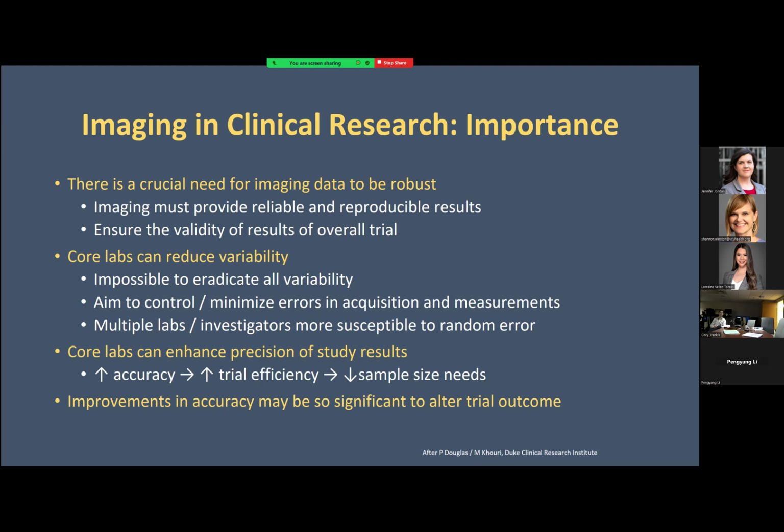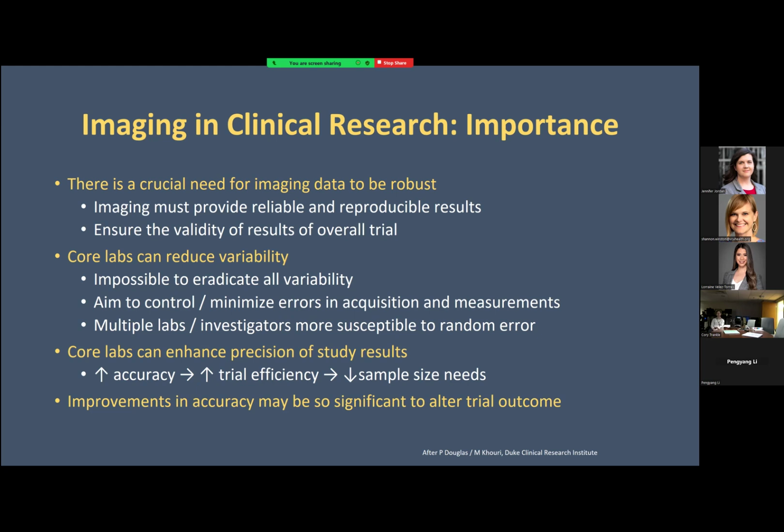So if you compare, and we'll go through an example in a few slides, the same study, but use all of the local reads versus the core lab read on the scan, you might have a null trial if it's done locally, or a positive trial if it's done with a core lab. It can be that impactful.